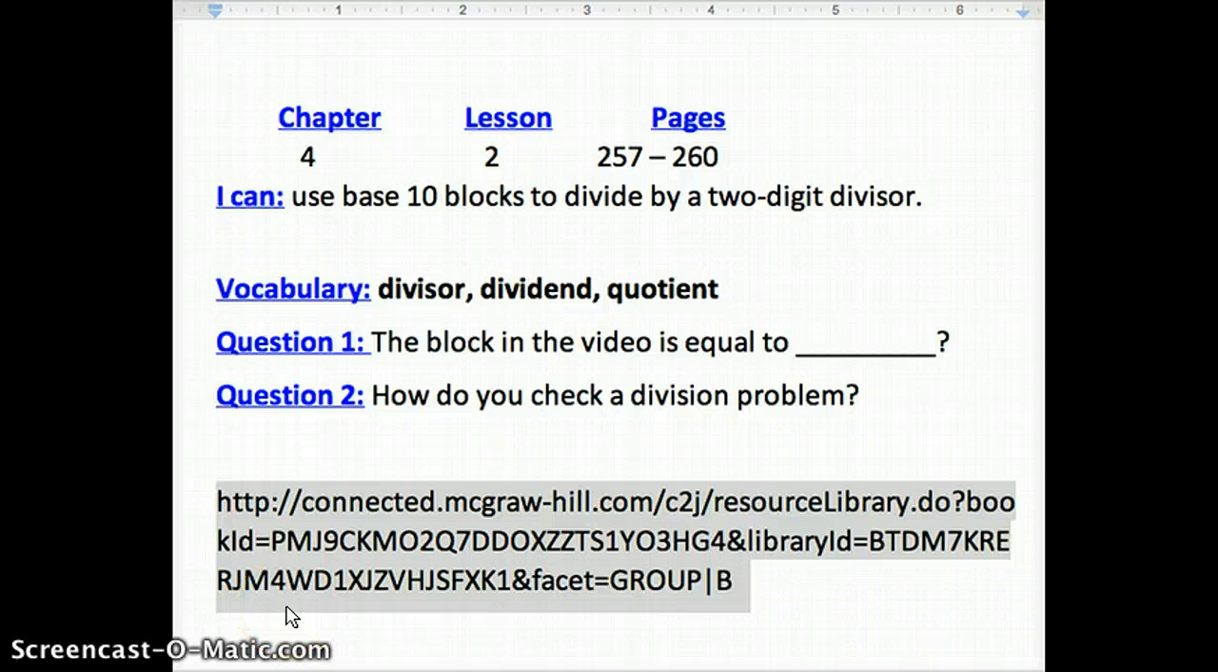Okay, so let's look back to our questions. Question 1, the block in the video is equal to blank. And question 2 is how do you check a division problem? So remember, we're trying this on Google Forms, so don't forget to put your name, your homeroom teacher's last name, and then answer these questions.